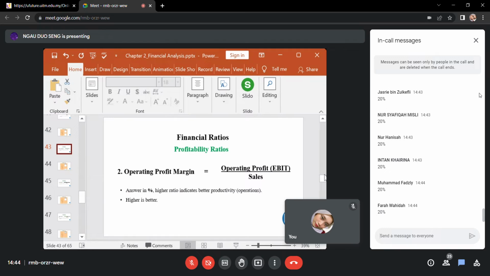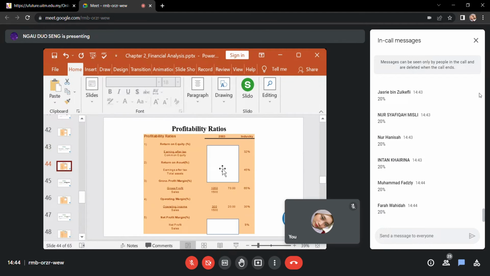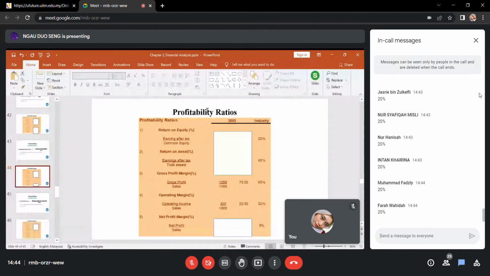All right, so we check. Here operating margin is 300 divided by 1,500, so we have 20%. See, operating margin is less than the industry, lower by 10%. Quite a lot, this one is quite high, less 10% as compared to the industry.